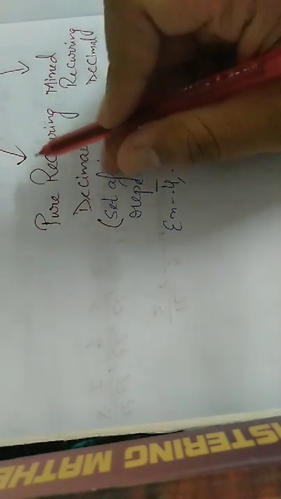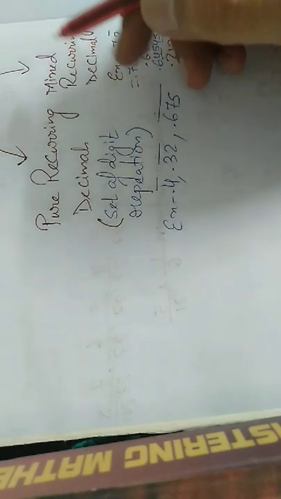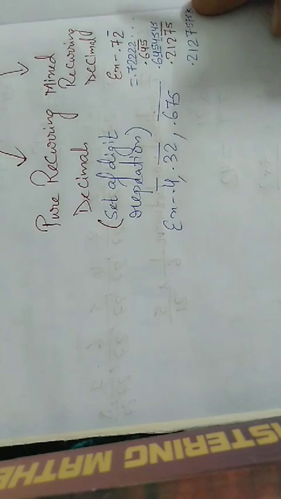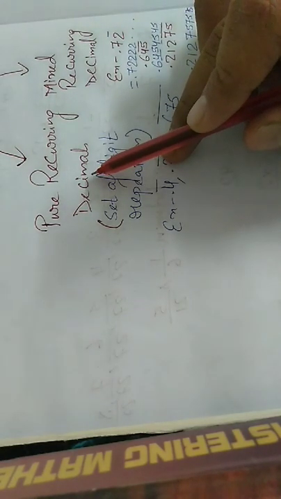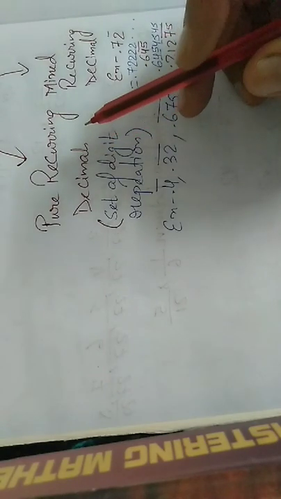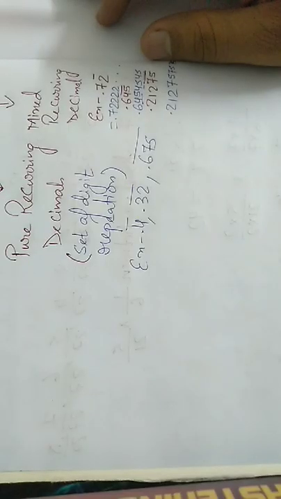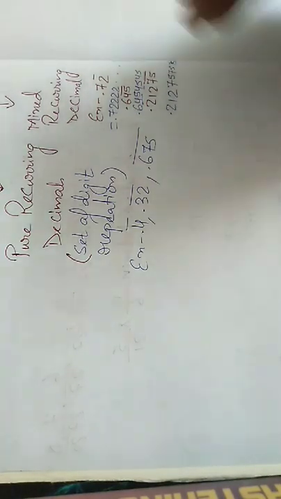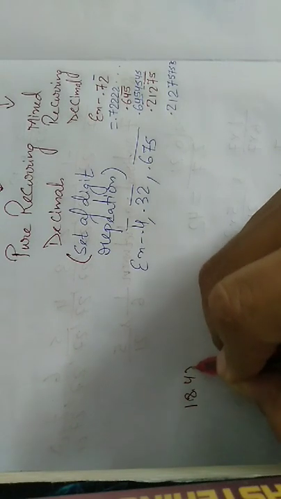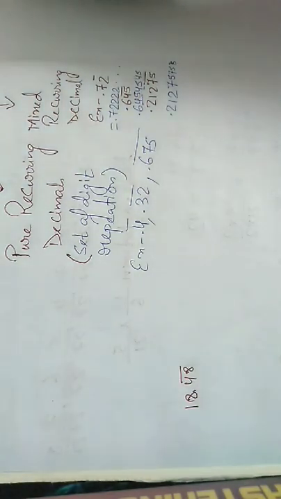So either it is a pure recurring decimal or a mixed recurring decimal, in both cases these decimals can be converted into fractions. So let's take the first example. We'll be taking one example: 18.48 bar, like that.